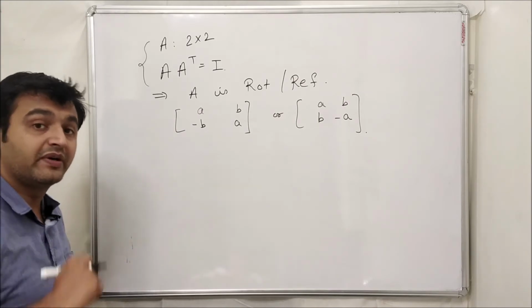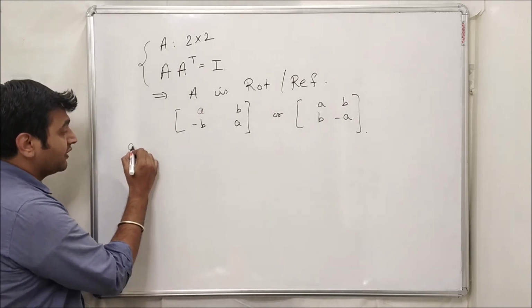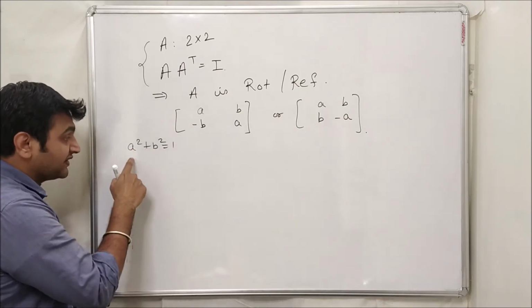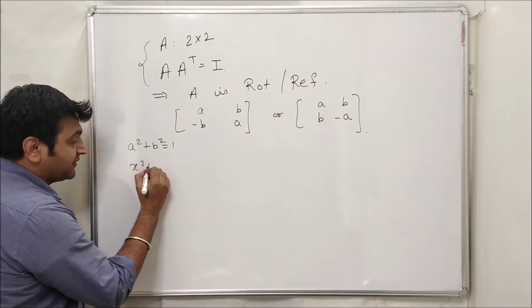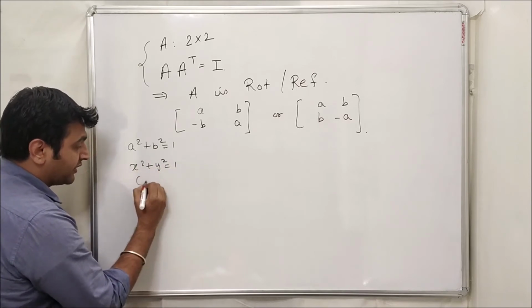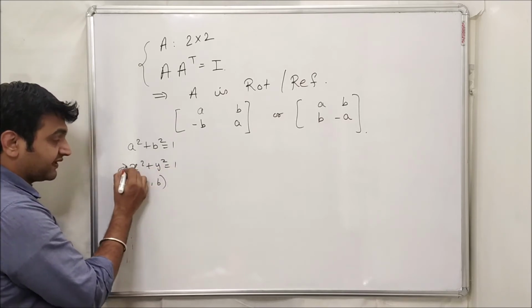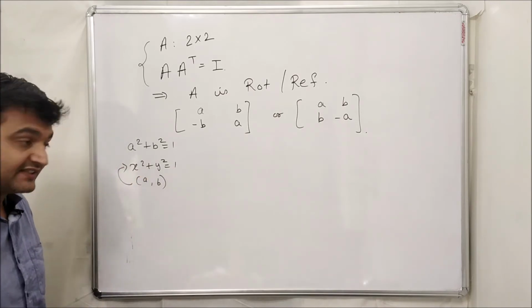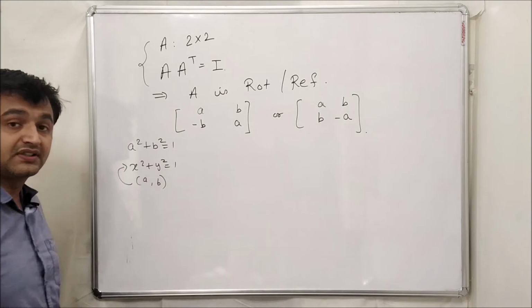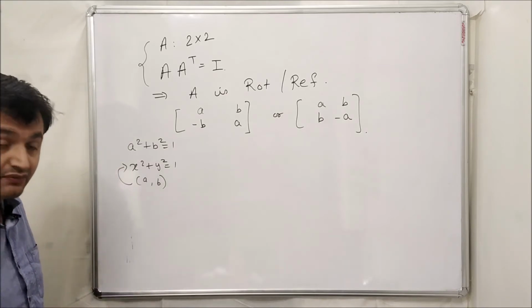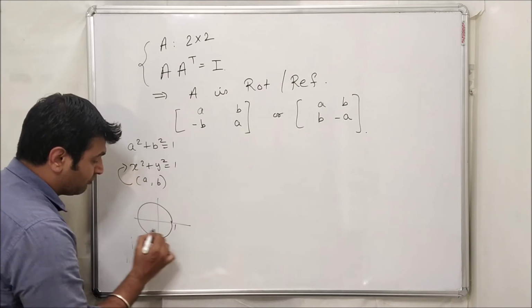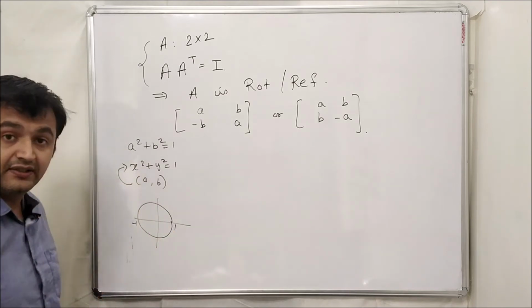Now where does the trigonometry come into the picture? We know that A square plus B square is 1. That means if you take this unit circle, your A comma B is satisfying this equation. That means A comma B is lying on the circle. Similarly, C comma D is also lying on the circle because C square plus D square is 1. So therefore we have that A comma B and C comma D are lying on this unit circle.